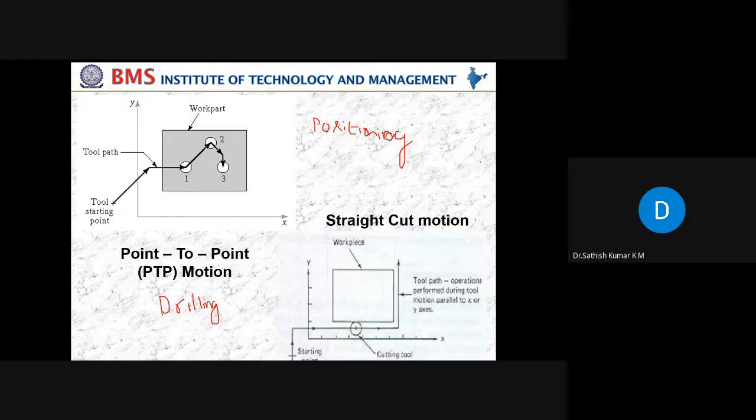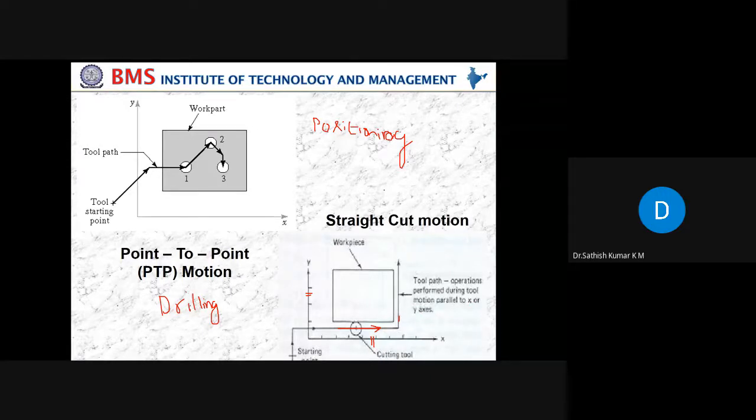Then the second one is called the straight cut motion. Now in case of straight cut motion, observe the cutting tool. This is the cutting tool. The cutting tool is going to move parallel to one direction. Now here it is moving, and this movement is parallel to x direction. The cutting tool is going to move in one direction, which is either parallel to x or parallel to y. Now this is moving like this, and it can move in this fashion, which is nothing but parallel to y direction. Now observe tool path operations performed during tool motion parallel to x or y axis.